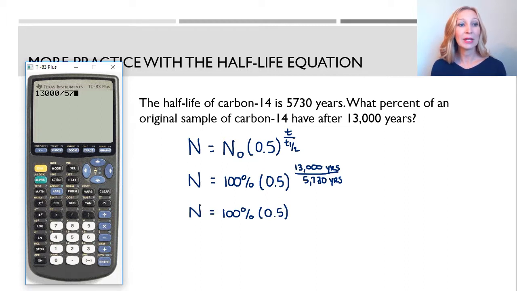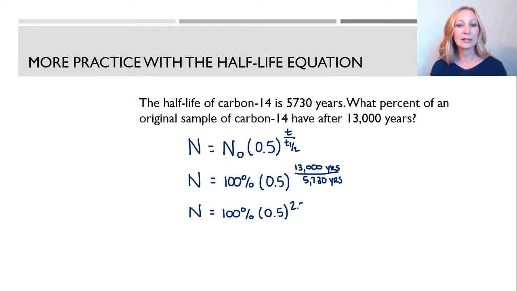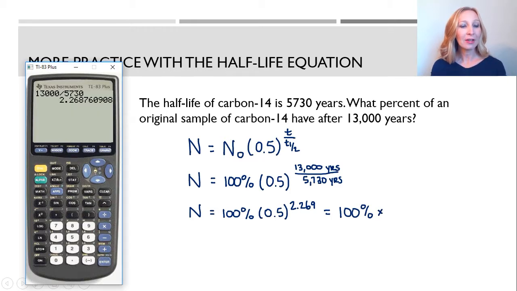And we get 2.26876, a lot of numbers. We're just going to round that to 2.269 right now, but we'll keep that in the calculator and use it later on, rounding completely at the very end. So what that is going to equal is 100% times whatever 0.5 raised to this power would be. So I'm going to type in 0.5 and then raise it to the power of my answer from the previous math problem. So I get 0.2075 and then a bunch of numbers.